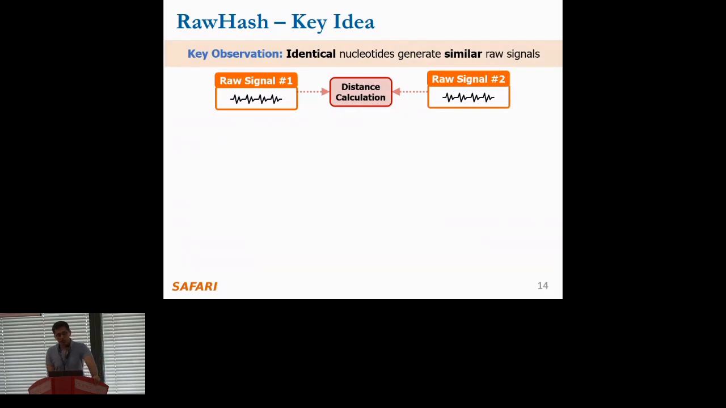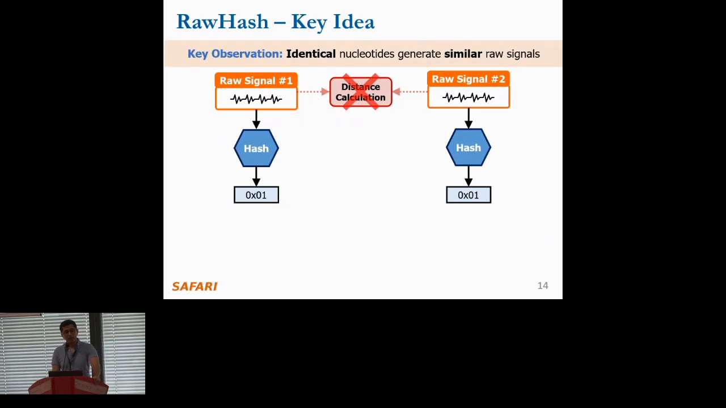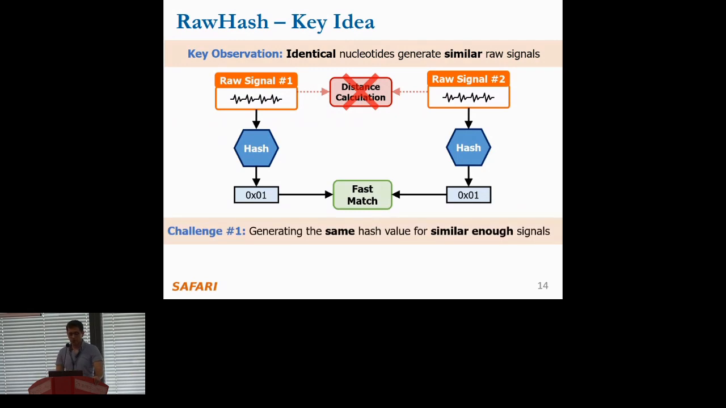The key observation in RawHash is that identical nucleotides generate similar raw signals. One way to identify these similarities is to calculate the distance between them, as SIGMAP does. However, this becomes too slow for large genomes in the existing state of the art. Instead, we generate hash values from raw signals and quickly match them to identify similarities. And we find two key challenges to overcome.